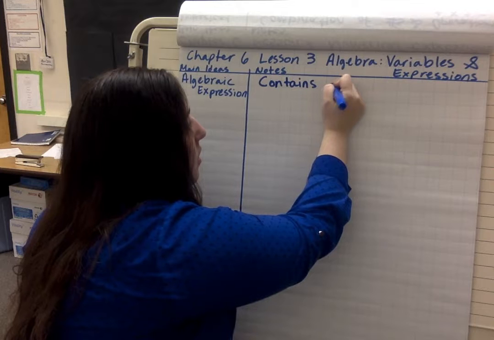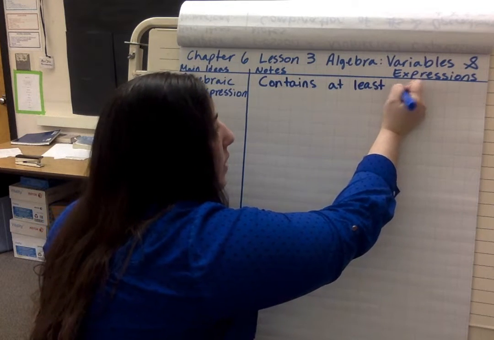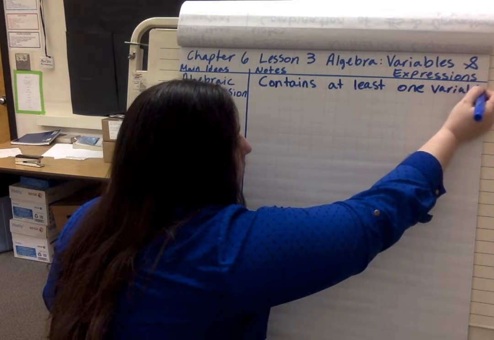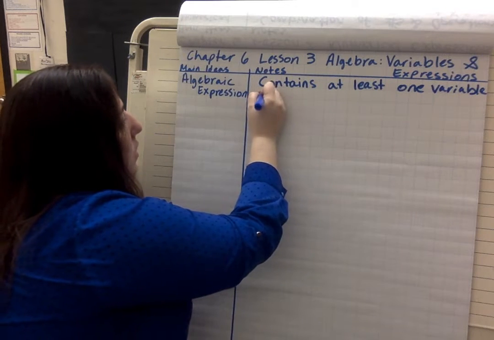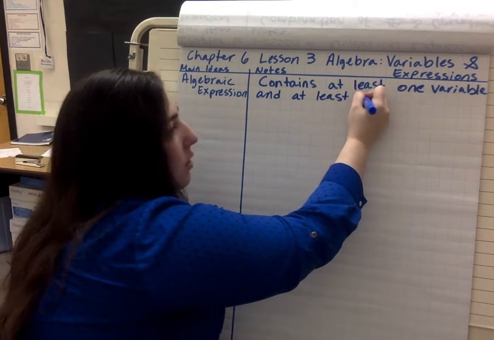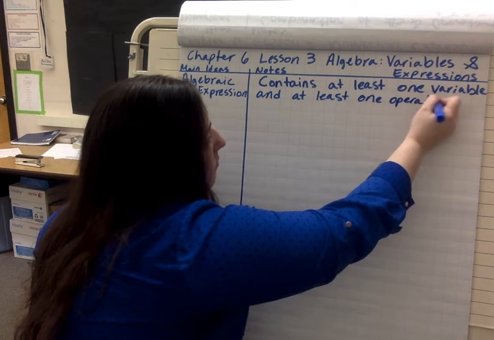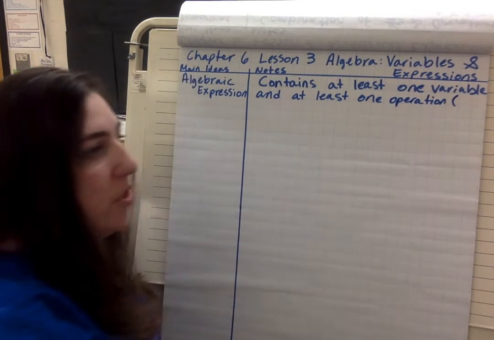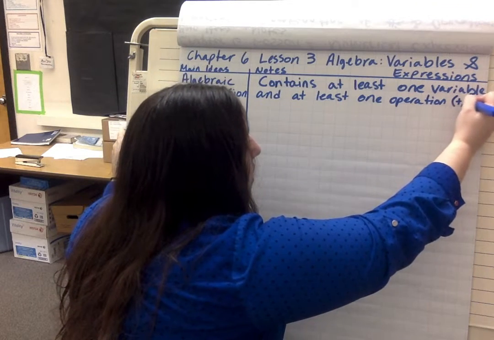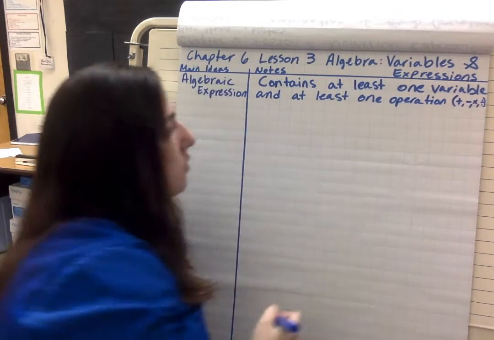Contains at least one variable and at least one operation. So remember, an operation is like addition, subtraction, multiplication, division. Okay.